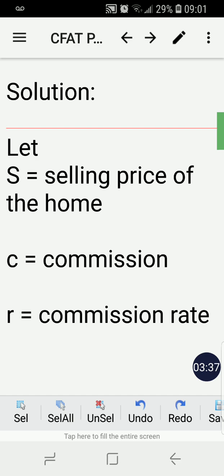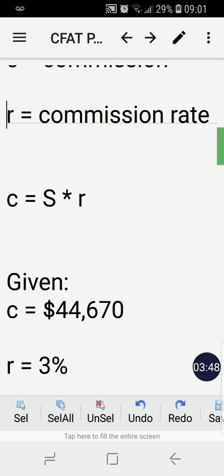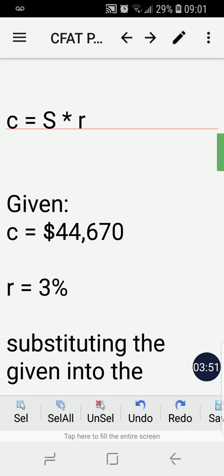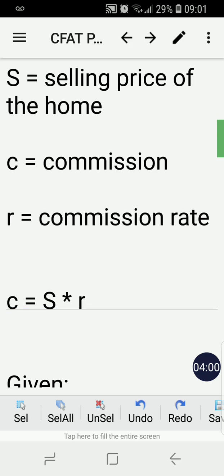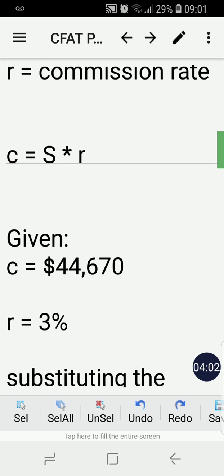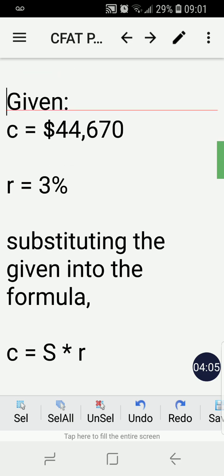Going now to the solution, we're gonna let S be the selling price of the home, C the commission, and R the commission rate. So this is our simple formula here. C, or the commission, is equal to the selling price times the commission rate. We are given the commission as $44,670, and the commission rate is 3%.